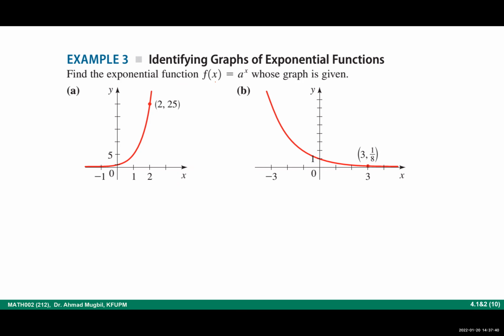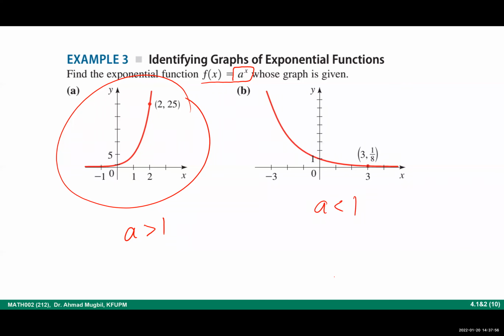He gave you a hint here. He said that this is a to the power x. Just you need to know what is a. So here, what is a? Clearly, a is greater than 1. Is that right? Because the graph is increasing. Here, clearly, it is less than 1, and of course, greater than 0, because it is decreasing.